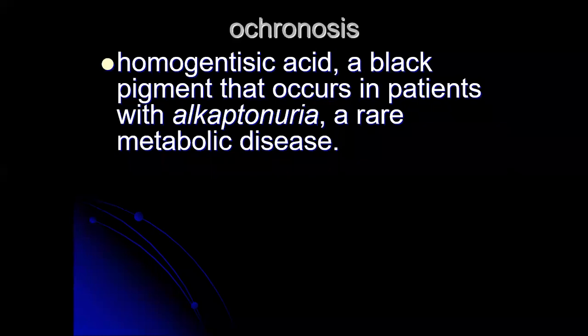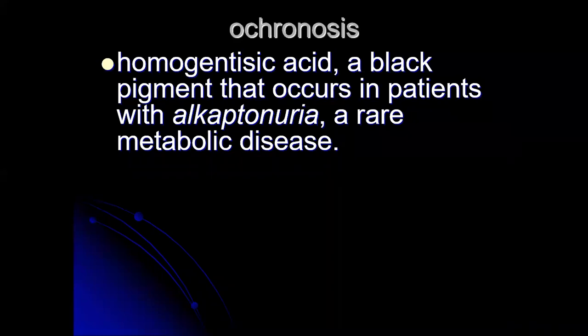Another condition that you may learn during biochemistry is referred to as ochronosis. This is a metabolic disease. It comes around because of accumulation of one compound referred to as homogentisic acid. This homogentisic acid is black, and the condition is referred to as alkaptonuria. And alkaptonuria is a condition whereby when somebody urinates, they urinate black urine.